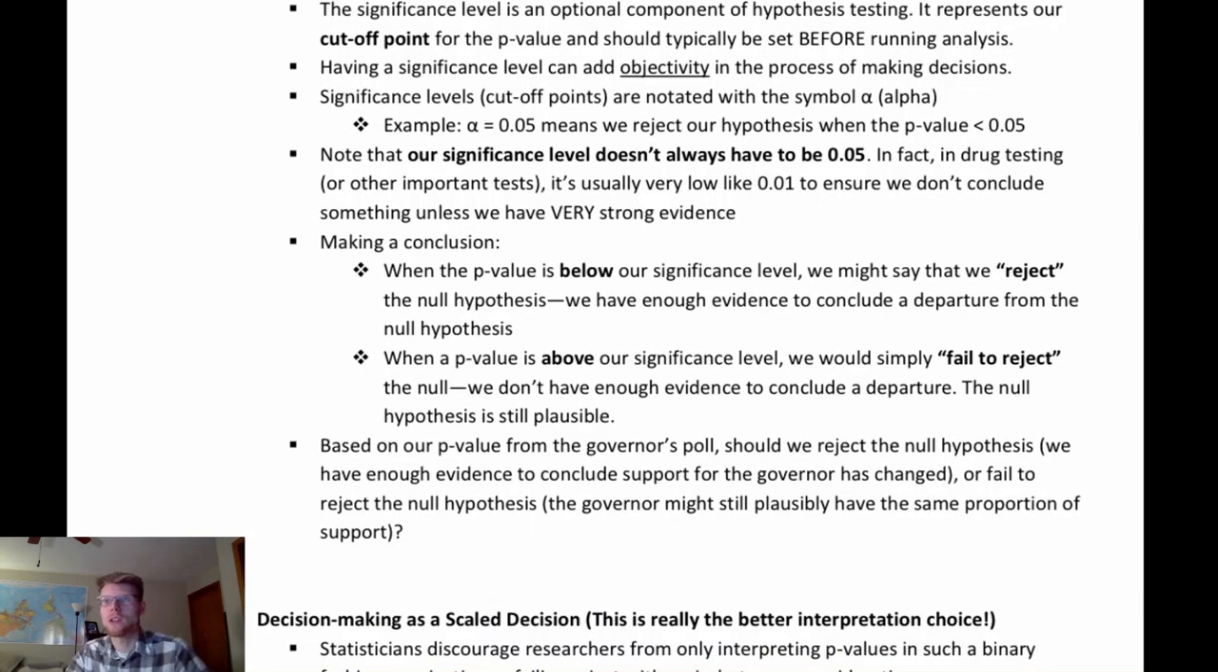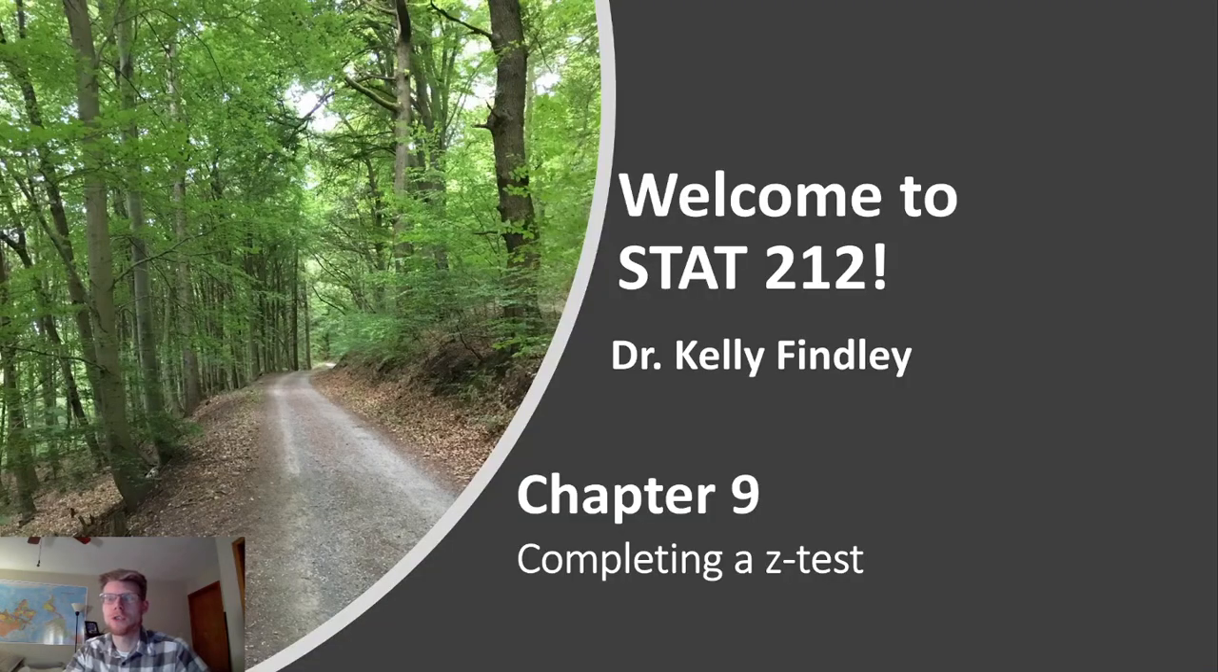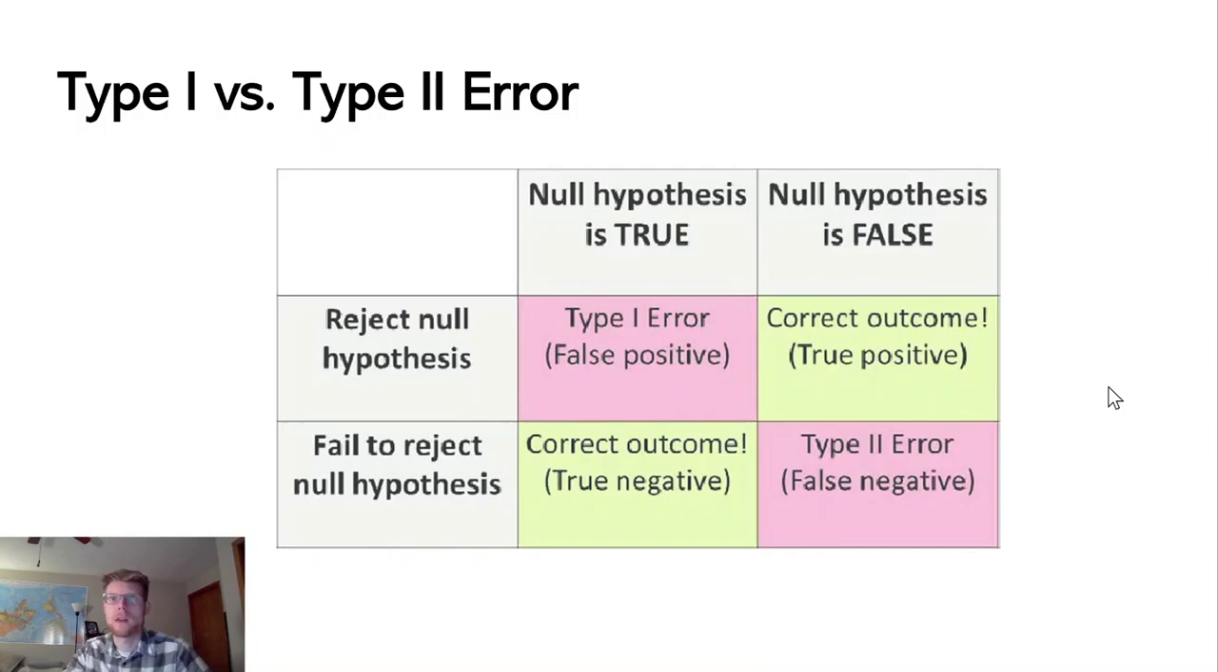Something else I want to mention here, it's not in the notes, but just a very quick word about type 1 and type 2 error. When we reject the null hypothesis when it really is false, great. That is a true positive. We have done the right thing. If we fail to reject the null hypothesis when it really is true, again, great. We have done the right thing.